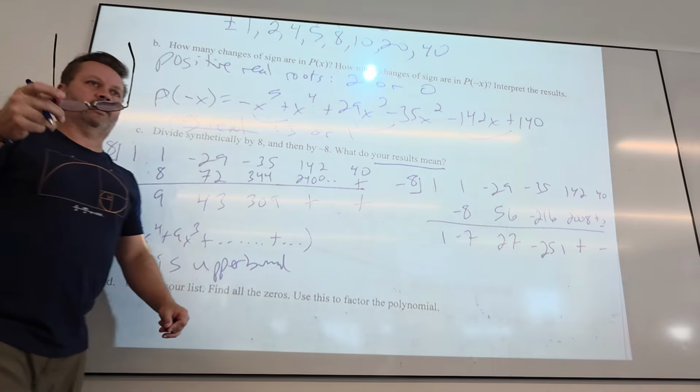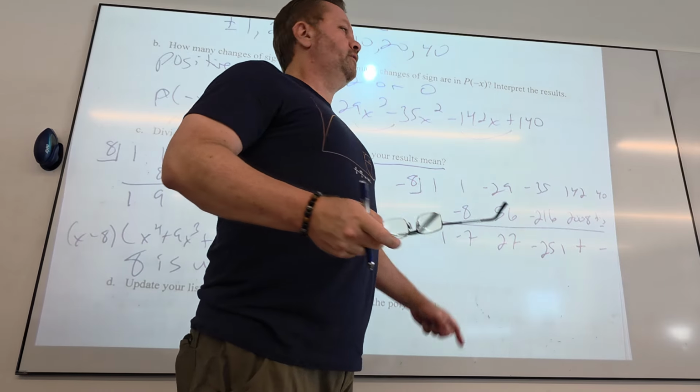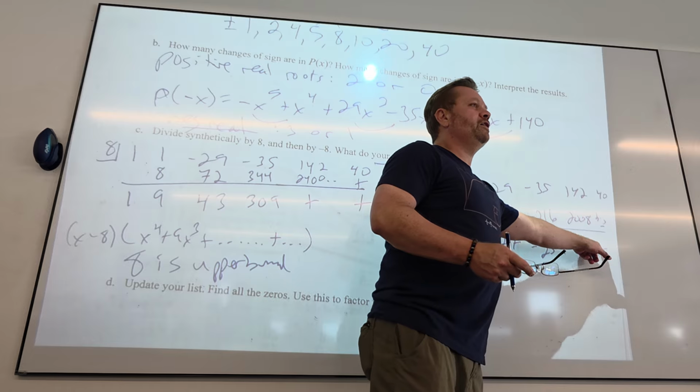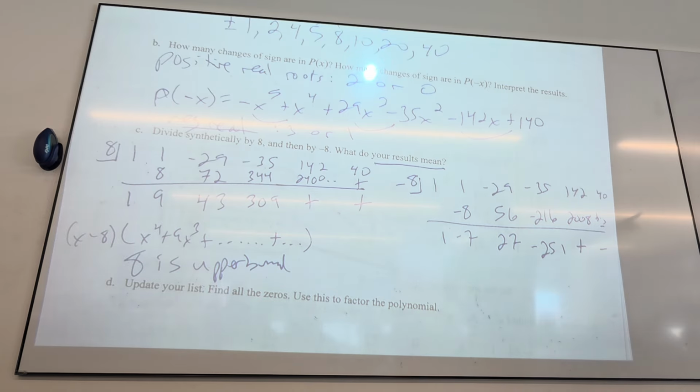And again, this is directly related to Descartes. Did the signs change every time? Yes. So that is a lower bound. There could be no answers below -8. So if I divide by a positive number and they don't change sign at all, that's an upper bound. If I divide by a negative number and they do nothing but change sign, that's a lower bound.